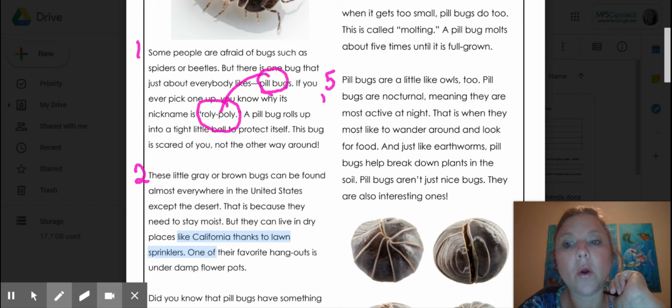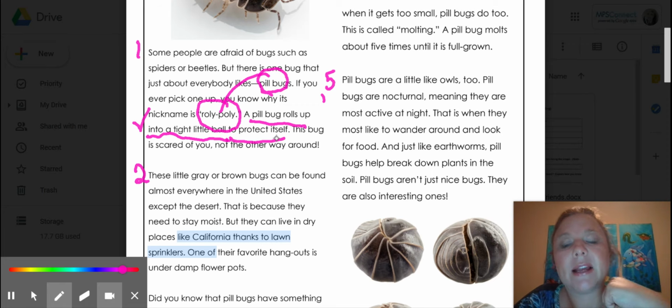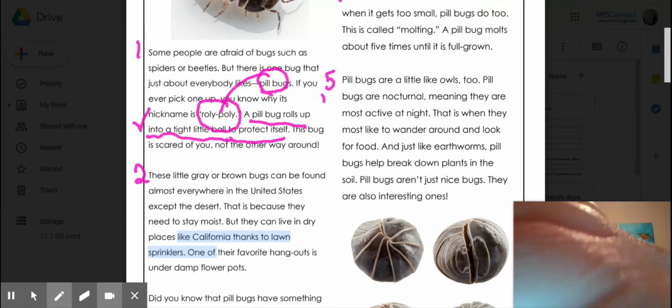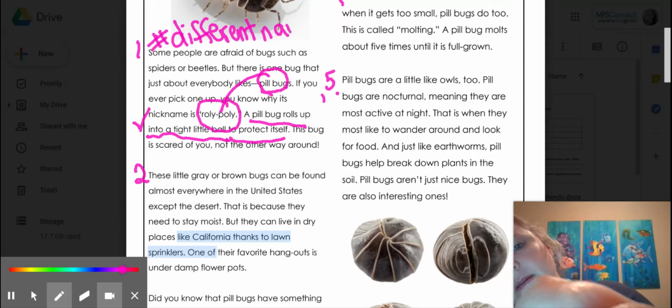A pill bug rolls up into a tight little ball to protect itself. Okay, that sentence I can relate to. I understand exactly what it does. This bug is scared of you, not the other way around. Okay, so what type of hashtag do I want to call this? Maybe I'll call it hashtag different names.